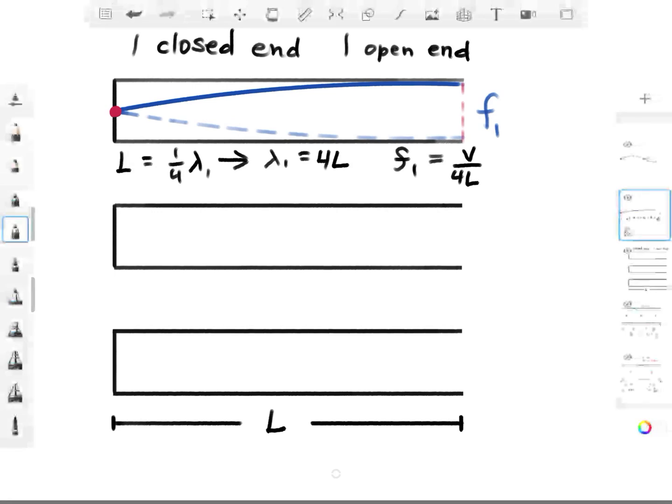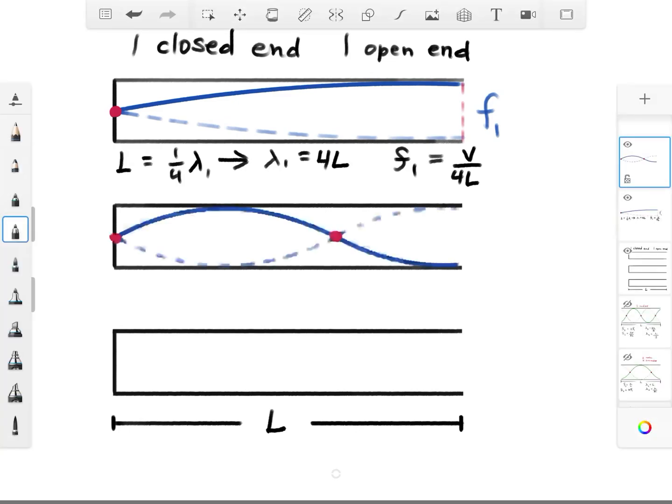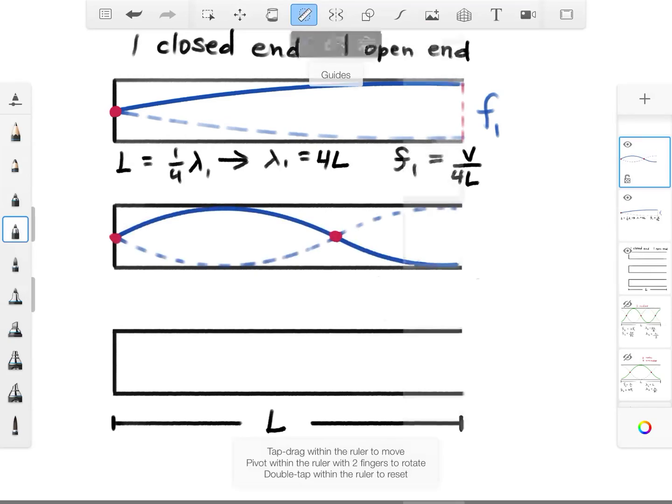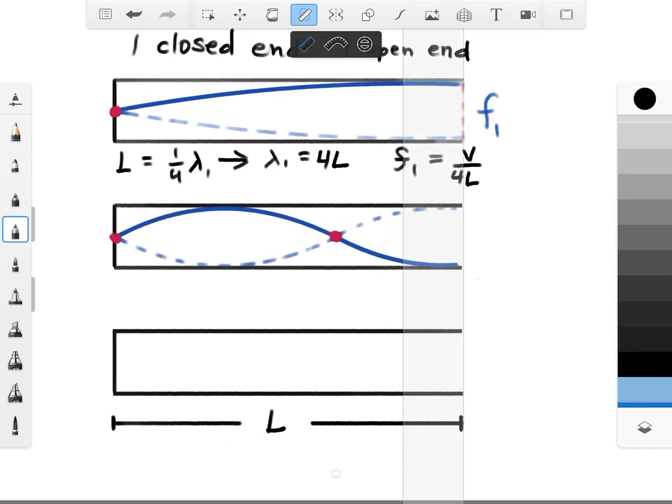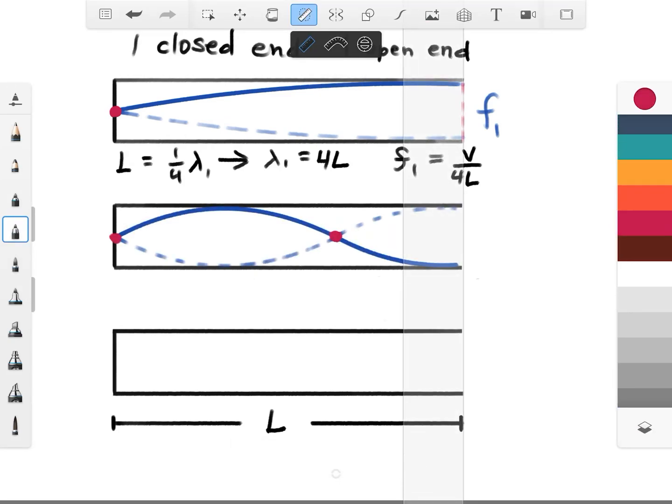Okay, let's look at the next one over. Now the next possible situation is where you get 2 nodes. So over here, for F1, we have 1 node, and now we're going to see what happens when we get 2 nodes. Again, we must always have a node on the closed end and an antinode on the open end. Okay, so let's see what's going on with this one.